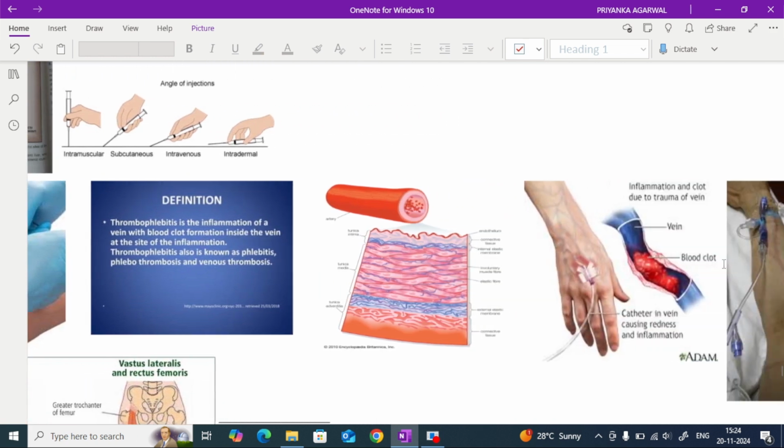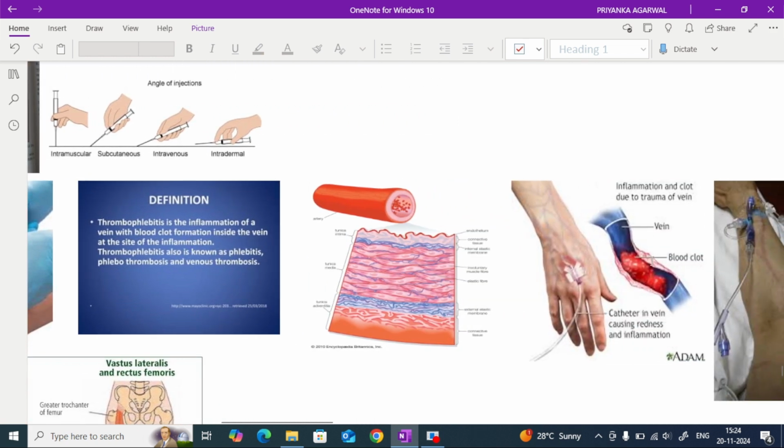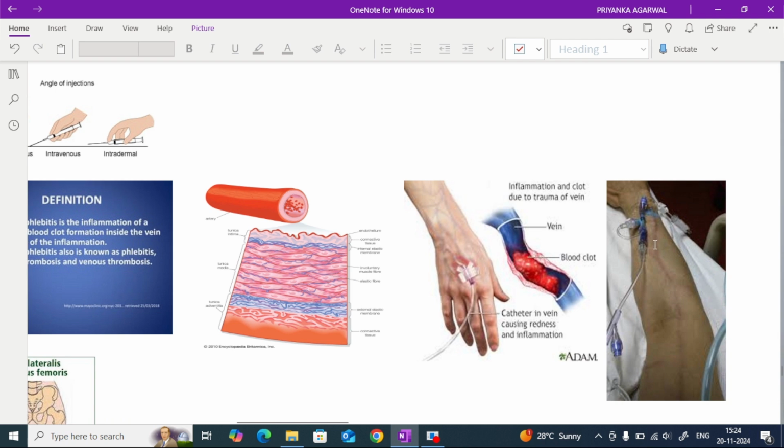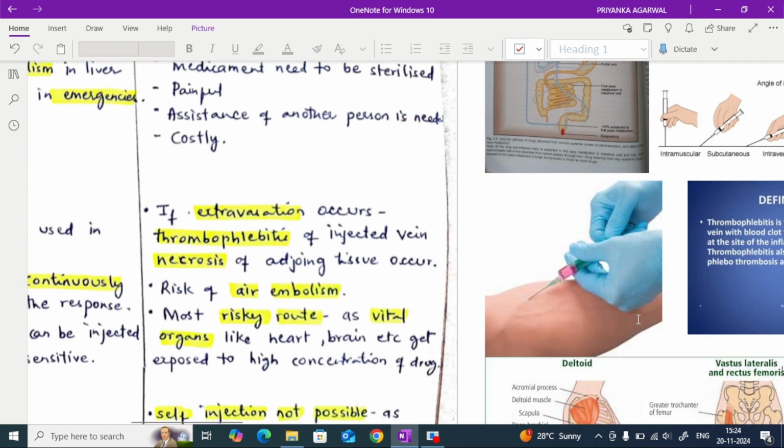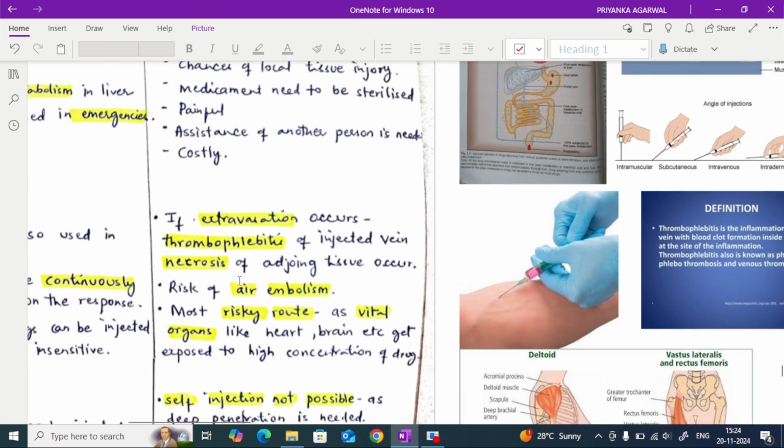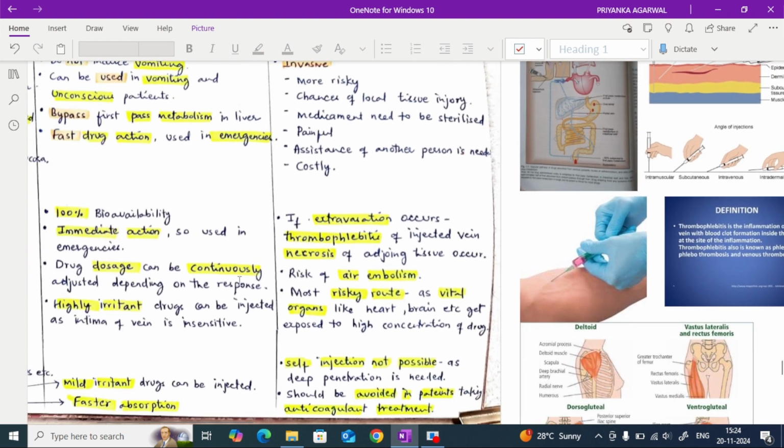So you can see that here. There is swelling and a blood clot inside, and from outside it looks something like this. You can also see very beautifully here the swollen, slightly red and darkened vein. So this is nothing but thrombophlebitis, and there is necrosis of the adjoining tissue. What do you mean by necrosis? This is nothing but the death of the adjoining tissue.